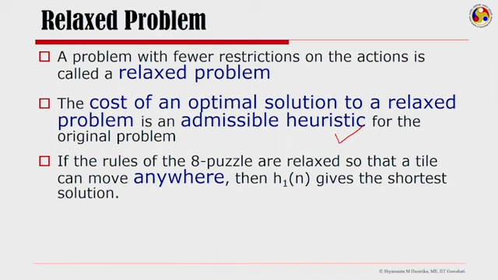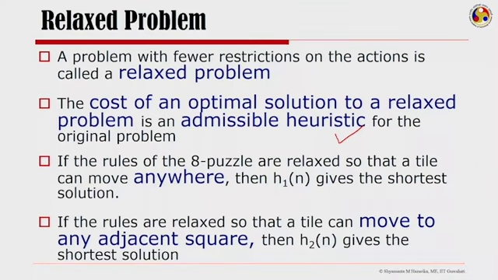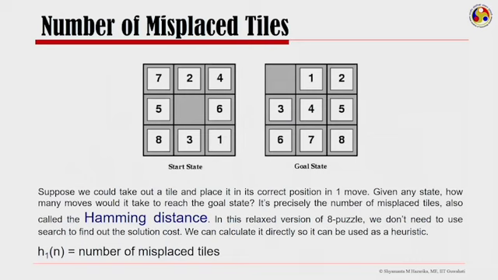If the rules of the 8 puzzle game, as I was trying to explain, are relaxed so that a tile can move anywhere, then I get the shortest solution because I pick up every tile and put it in its original position. If the rules are relaxed so that a tile can move to an adjacent square, that gives me another shortest solution, and that gives me 2 heuristics.